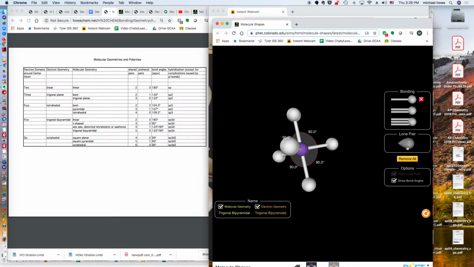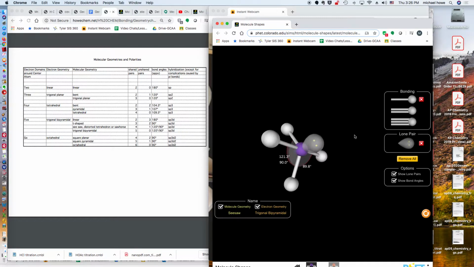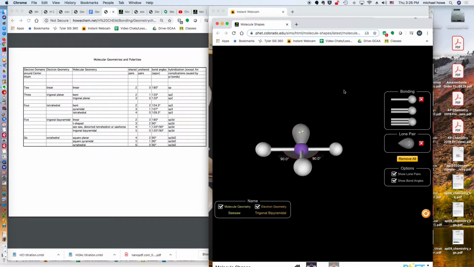All right, now if you take one of those away and put on a lone pair in its place, now you have what we commonly call a seesaw shape. So it kind of acts like a seesaw. Okay, so that's 5 domains. And you have 4 shared and 1 unshared. I'm working backwards here, going up. But I tell you what, you can play with this.